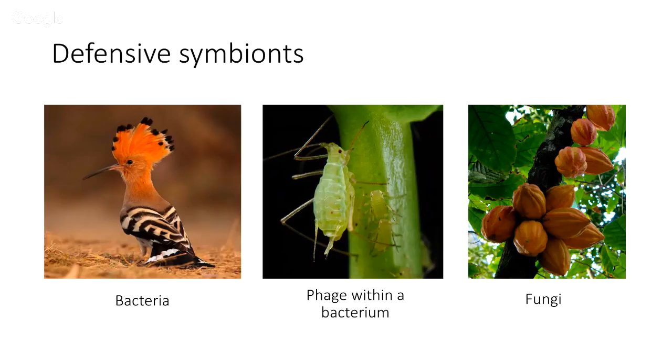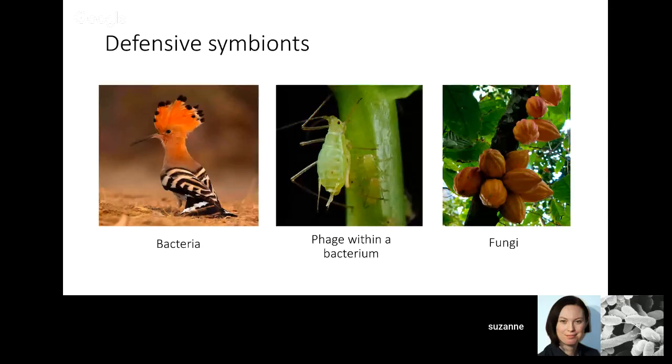There are a lot of really cool examples of these across lots of different hosts. One example is on the left here: the hoopoe bird. In their preen secretions, they have a bacterium called Enterococcus faecalis that produces antimicrobials. This protects not only their feathers, but also their eggs, so their offspring, against pathogenic infection. In the middle, we have the aphids again.